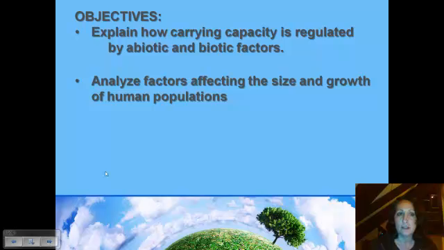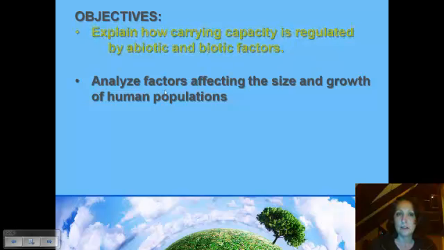So that is explaining how carrying capacity is regulated by abiotic and biotic factors. Our next lecture will be on analyzing the factors affecting the size and growth of human populations in particular.